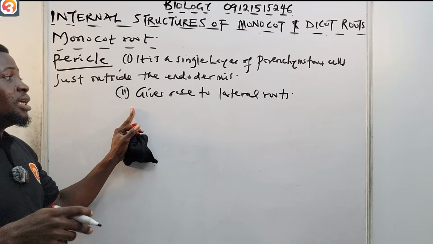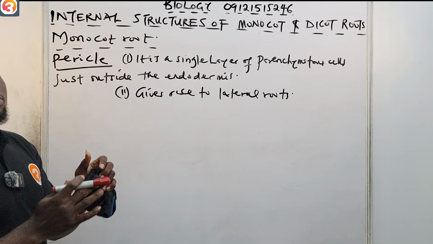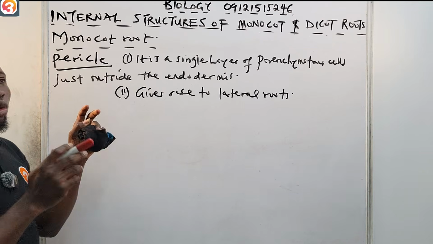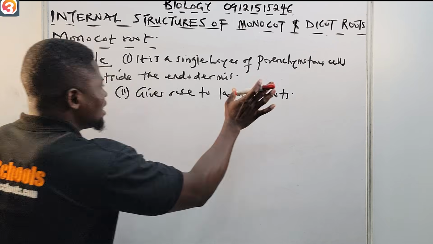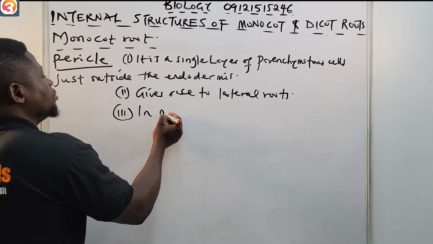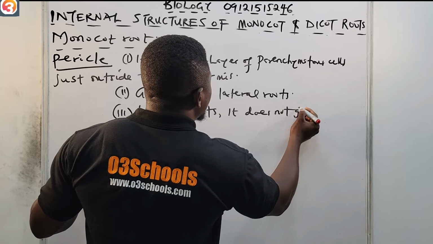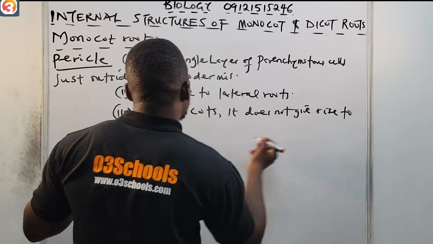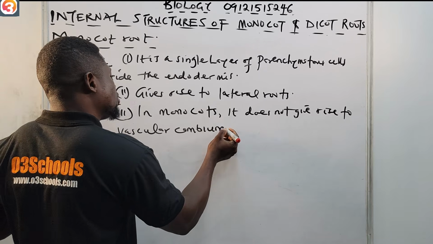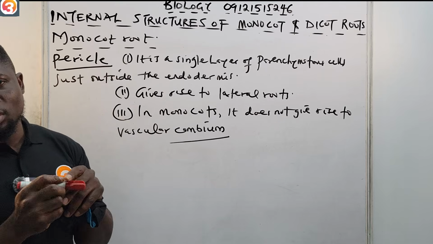But for the monocot root, it gives rise to lateral roots, but it does not form vascular cambium, because vascular cambium is absent in the monocot root. So take note of that. Number three, in monocots, it does not give rise to vascular cambium. That is why secondary growth is absent in the monocot root. Please take note of that.